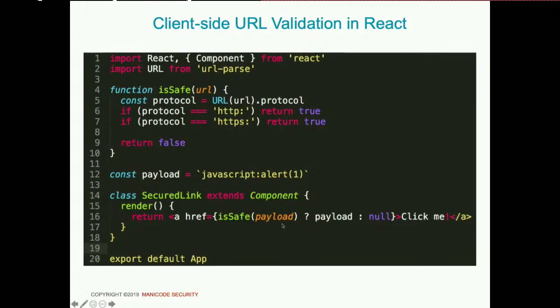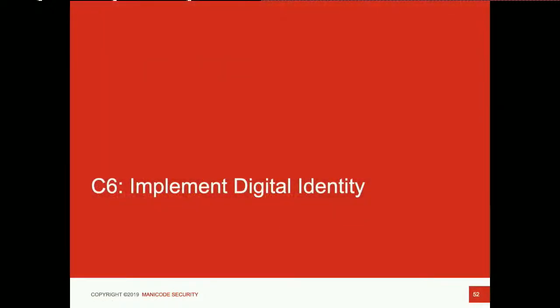If it's JavaScript as a protocol, I'm not going to render it. So there's another kind of specialized validation. That was a little bit circuitous, but we're in the OWASP proactive controls. We're now talking about control number 6, implementation of digital identity, like handling login systems.